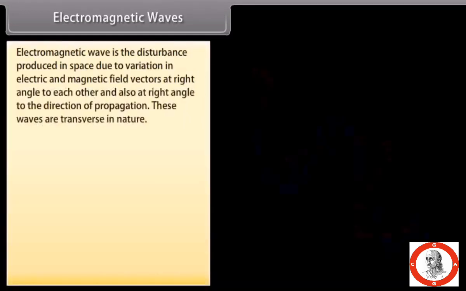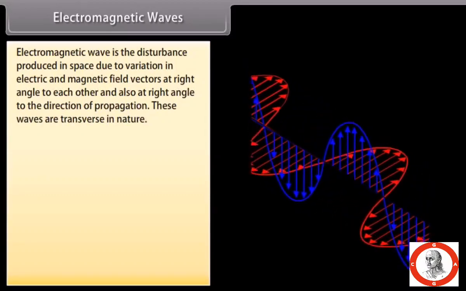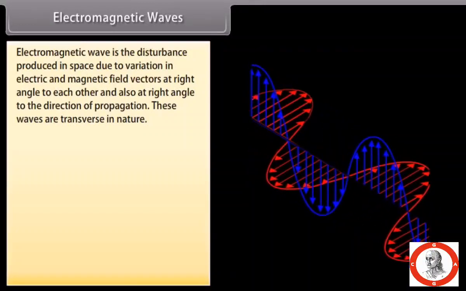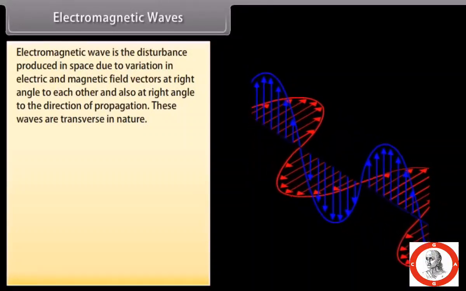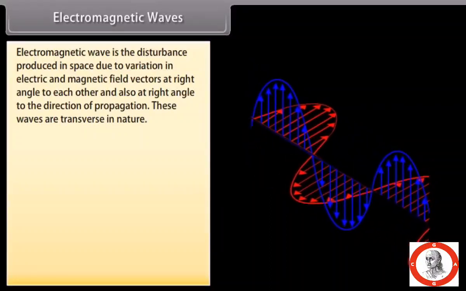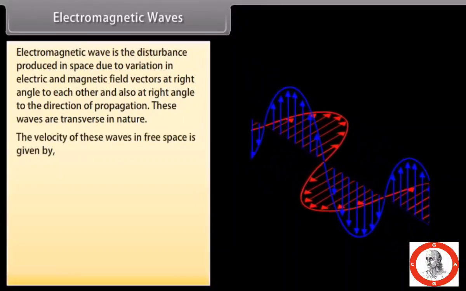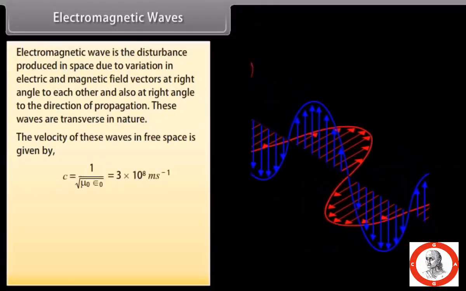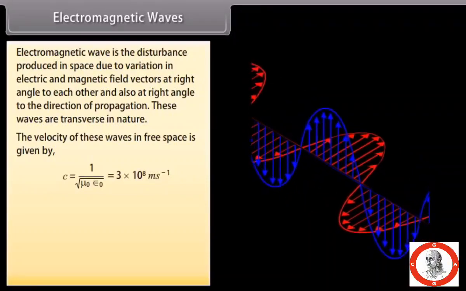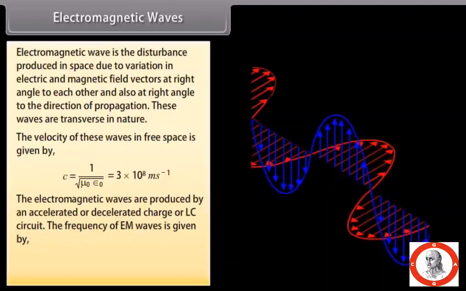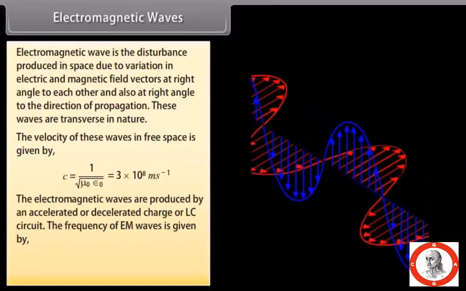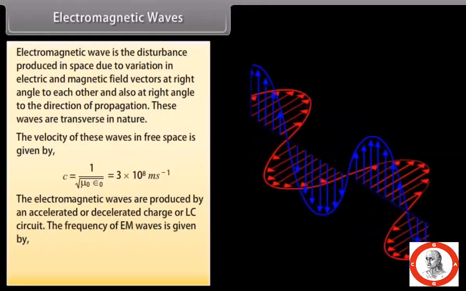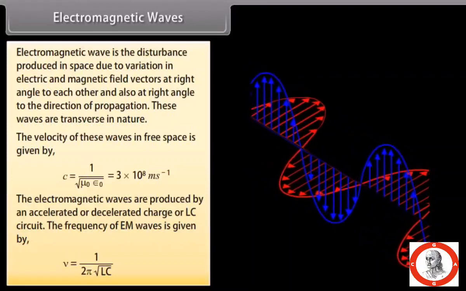Electromagnetic waves. An electromagnetic wave is the disturbance produced in space due to variation in electric and magnetic field vectors at right angles to each other and also at right angles to the direction of propagation. These waves are transverse in nature. The velocity of these waves in free space is equal to the velocity of light, which is equal to 3 into 10 raised to the power 8 meters per second. Electromagnetic waves are produced by an accelerated or decelerated charge in an LC circuit. The frequency of EM waves is given by 1 upon 2 pi root LC.